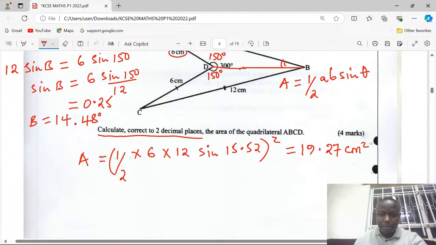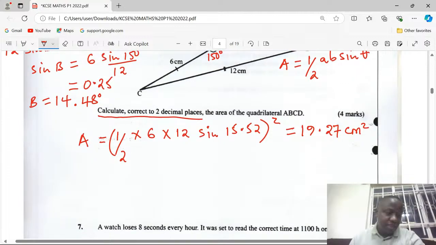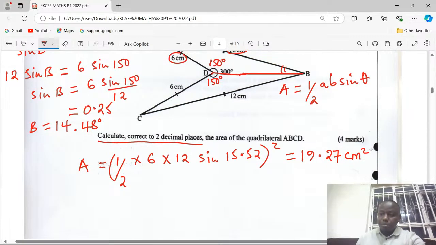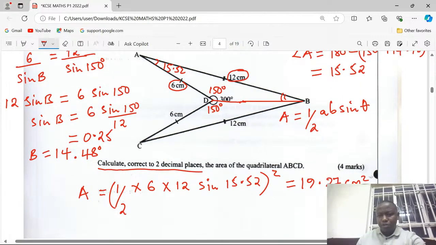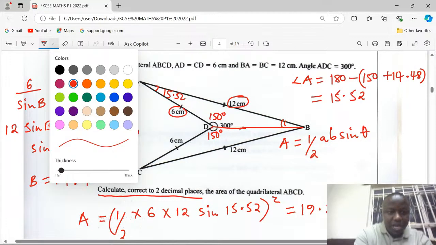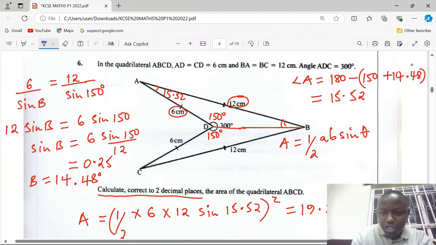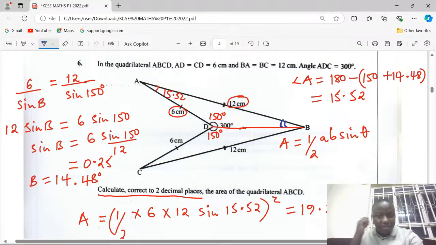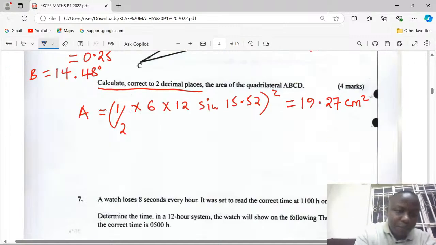Okay, that's one of the approaches that we can use. Let's look at another possible working. Just check here. I want to show another possible working. Remember, we got the angle at B as 14.48. Alternatively, we can now get the whole angle ABC.